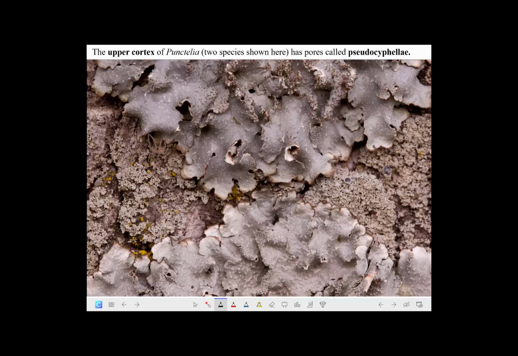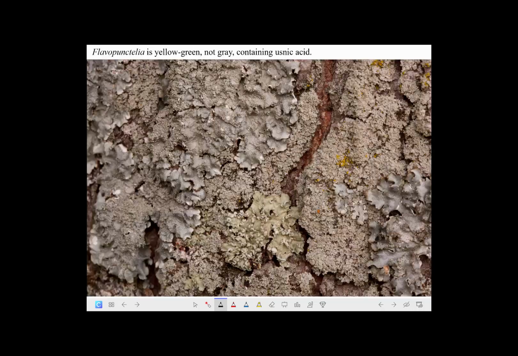And these speckles are why these particular lichens are called speckled shield lichens. It helps you recognize the genus Punctelia and a few other ones that are similar.